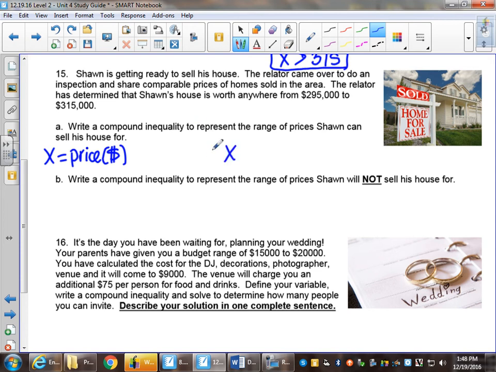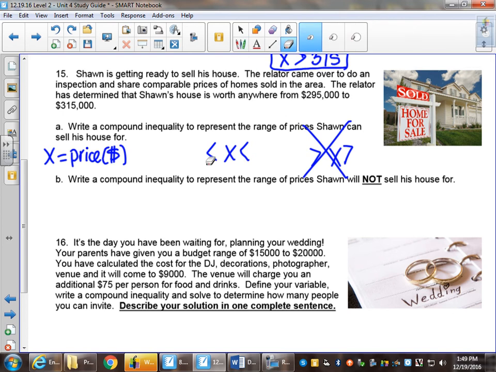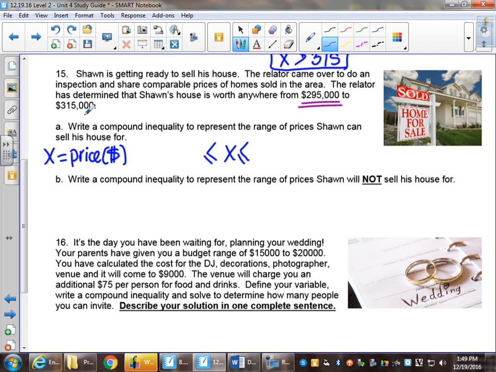It tells me right here, let me make a note about this. This setup never changes. So sometimes I see people doing this. Don't do that, okay? The inequality signs always go this way. The only thing that might change is adding these lines underneath to say the "or equal to" part. So the price range is between $295,000 and $315,000. All I do is I pull those values and fill them in.